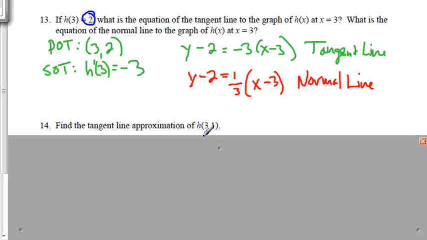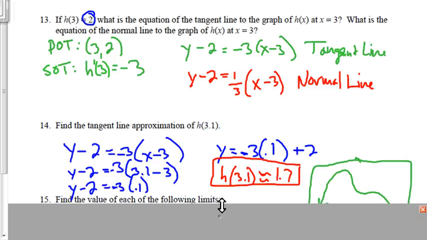Okay, next we're getting into some approximation. So find the tangent line approximation. So I take my equation that I have for the tangent line, every place I see an x, I'm going to put in 3.1. Let's simplify it, and I end up getting 1.7. So h of 3.1 is roughly equal to 1.7.